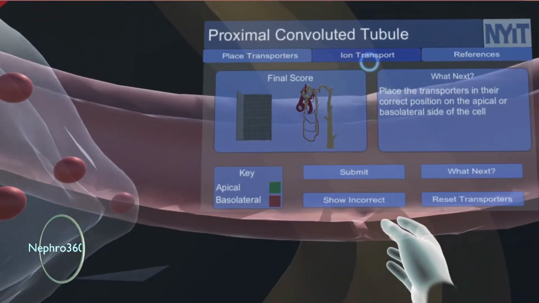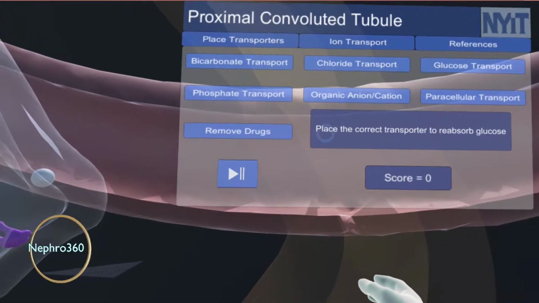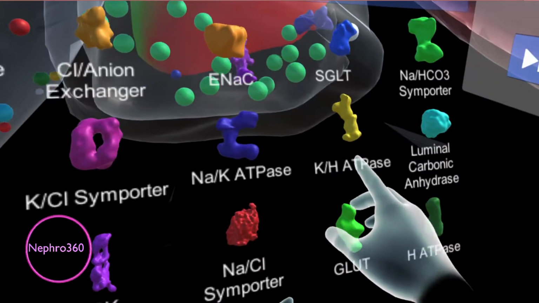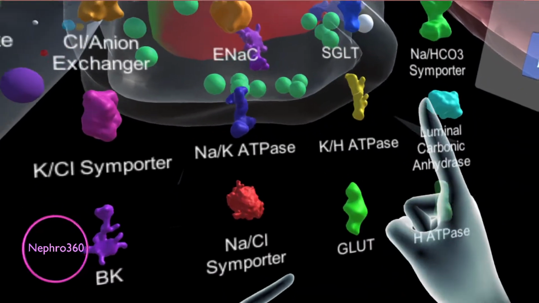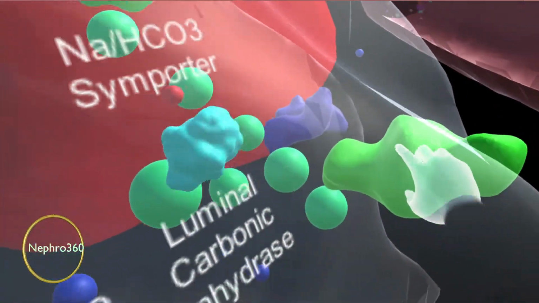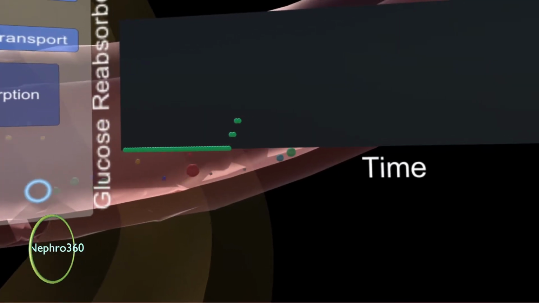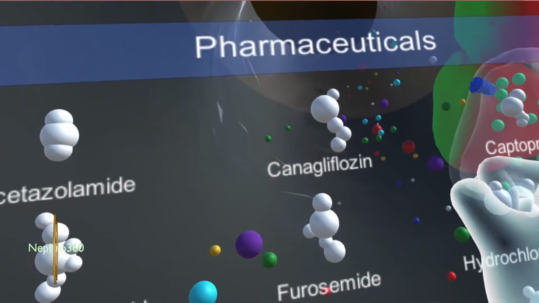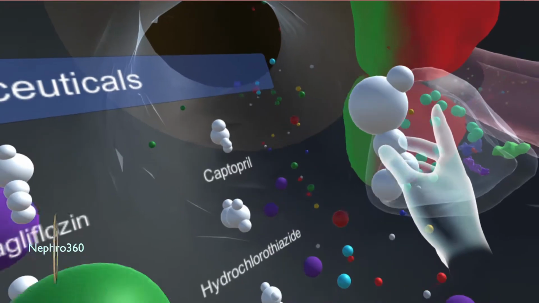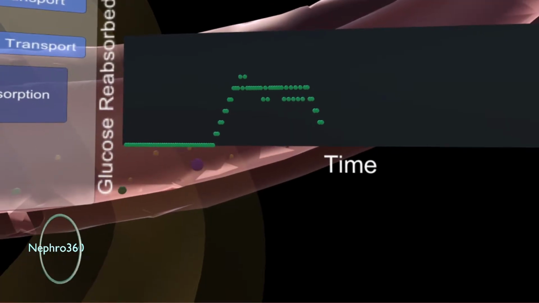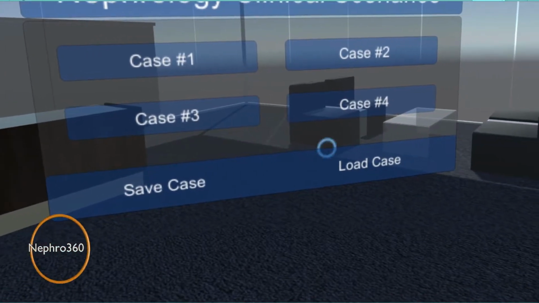Due to the dynamic nature of Nephro360, students can monitor reabsorption and secretion rates of any molecule all in real time. Students are prompted to complete the reabsorption circuit by adding the missing transporter. Once added and the circuit complete, physiologic processes will continue appropriately. Students will also be prompted to change the reabsorption and secretion rates through the administration of drugs or hormones, which will be represented on dynamic graphs for easy tracking and visualization.